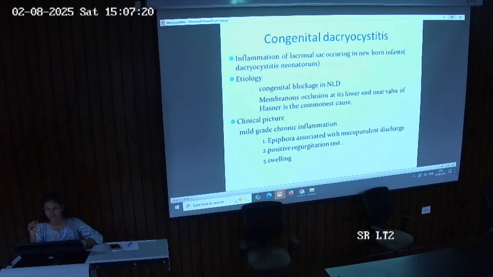Now, congenital dacryocystitis is inflammation of the lacrimal sac occurring in newborn infants, also known as dacryocystitis neonatorum. Etiology: it could be congenital blockage in the nasolacrimal duct, membranous occlusion at its lower end near the valve of Hasner, which is the most common cause. Clinical picture could include mild grade chronic inflammation with epiphora associated with mucopurulent discharge, positive regurgitation test, or swelling around the lacrimal sac.